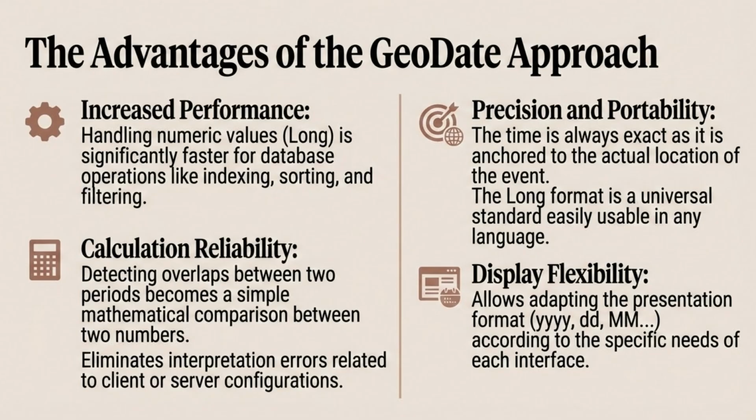Second, we achieve total reliability. When performing conflict detection, for instance, to check if two events overlap, we are no longer comparing time zones, we are simply comparing two integers. It is purely mathematical and therefore error-proof, regardless of the user's geographical location. Finally, this approach gives us full UI flexibility. Since we store both the raw timestamp and the timezone ID, we can format the display exactly as needed, ensuring the data remains firmly anchored in its original local context.